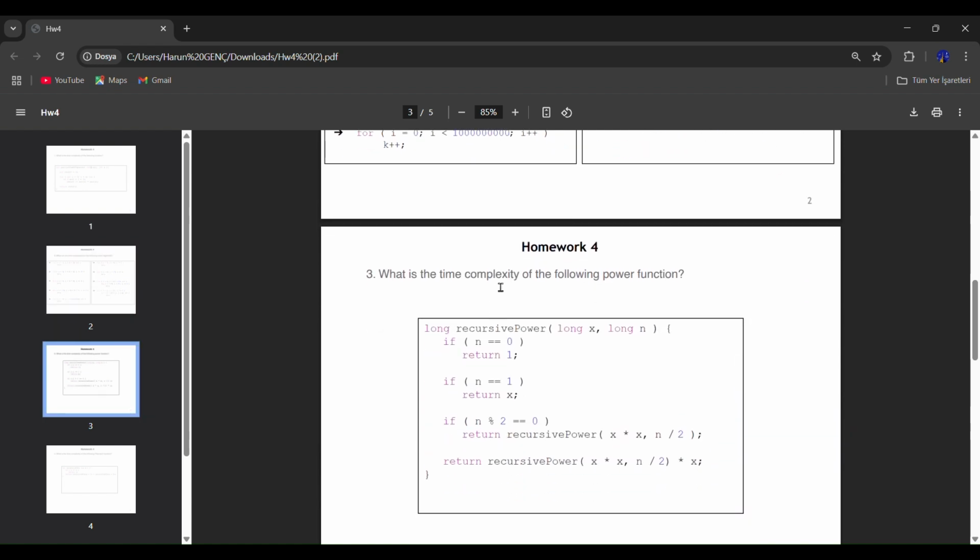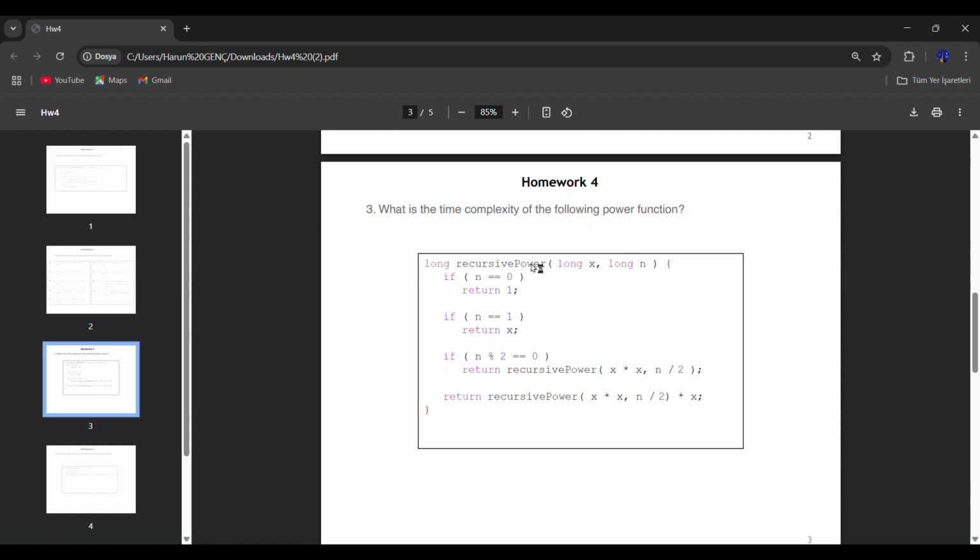Okay, third. What is the time complexity of the following power function? long recursive power, long x and long n. If n equals 0, return 1. If n equals 1, return x. If n modulo 2 equals 0, return recursive power of x times x, and otherwise return the recursive part.